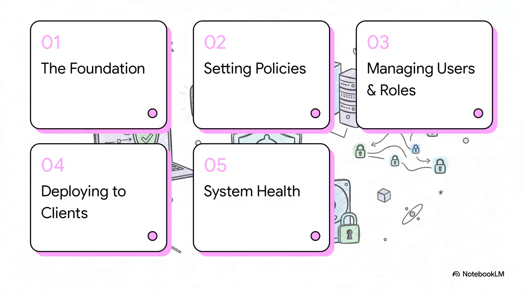So here's how we're going to tackle this. We're going to build up our understanding across 5 key areas. We'll start with the absolute non-negotiables, the foundation. Then we'll layer on how you actually set your policies and manage who can do what. From there, we'll get into the nitty-gritty of deploying the software, and we'll wrap it all up with how you keep the whole system running smoothly and securely.